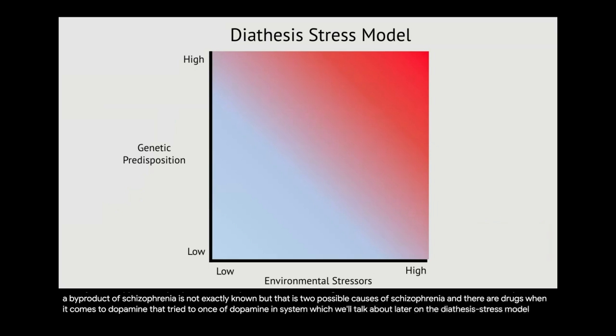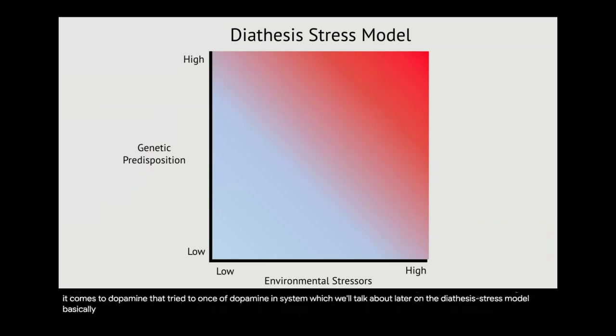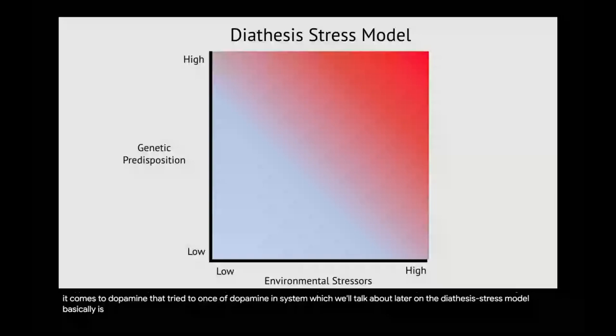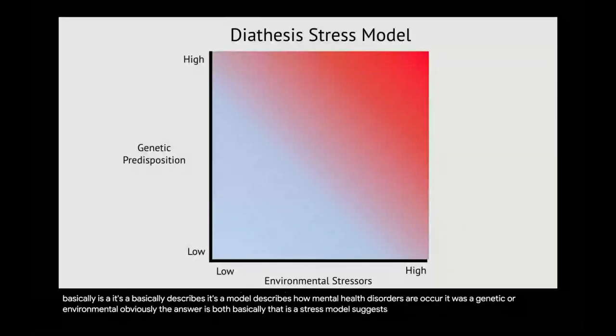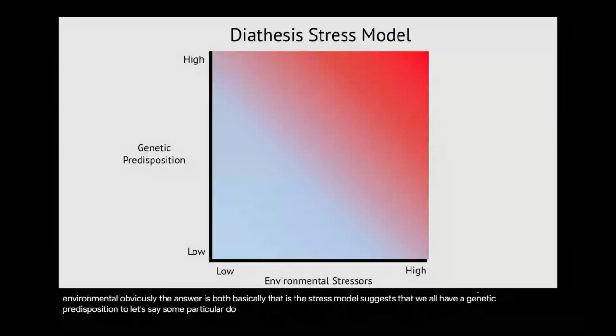The Diathesis-Stress Model, basically, it's a model that describes how mental health disorders occur. Is it genetic or environmental? Obviously, the answer is both. Basically, the Diathesis-Stress Model suggests that we all have a genetic predisposition to, let's say, some particular disorder. It could be high for some or next to none for another. And whether or not it actually comes out depends upon how stressful the environment is.